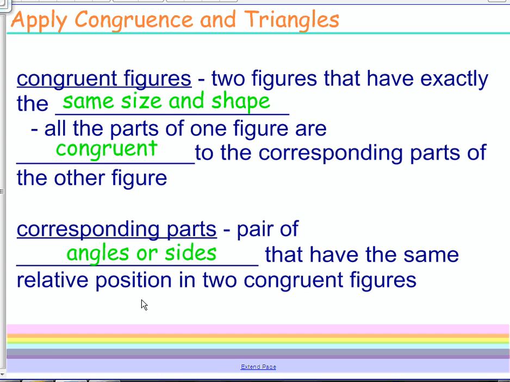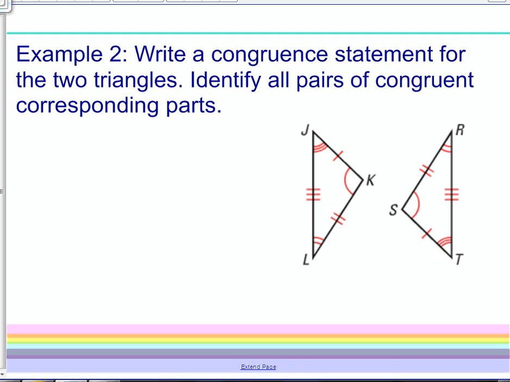Now, this is very important to understand because while you're proving that things are congruent to each other, you need to be able to identify which parts are corresponding in order to figure out if they are in fact congruent. That sounds a little confusing, so I will do an example for you real quick. Write a congruent statement for the two triangles. Identify all parts of congruent corresponding parts.